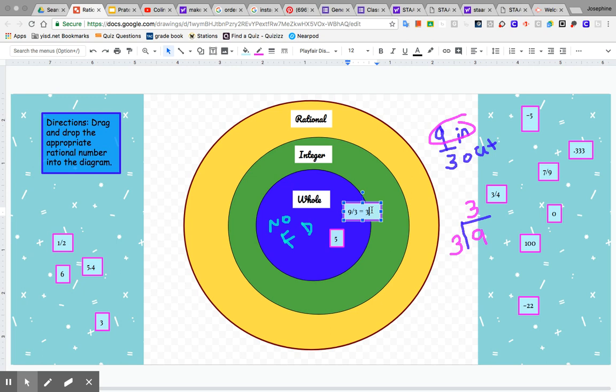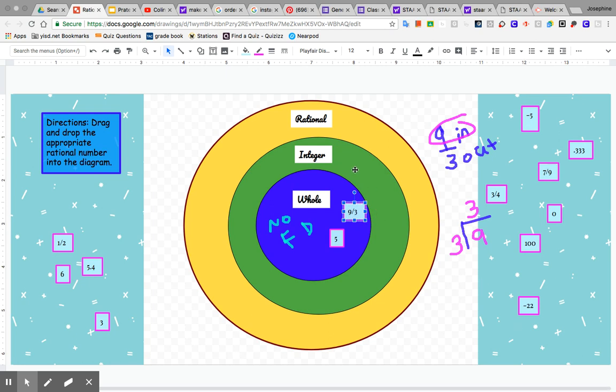So 9/3 is whole. Even though it looks like a fraction, value-wise, it is the whole number 3 in disguise. So we're talking about not only classifying the numbers, we're talking about classifying their values. That could be a little tricky, but as long as you do in and out to simplify, it'll be a little easier to see.